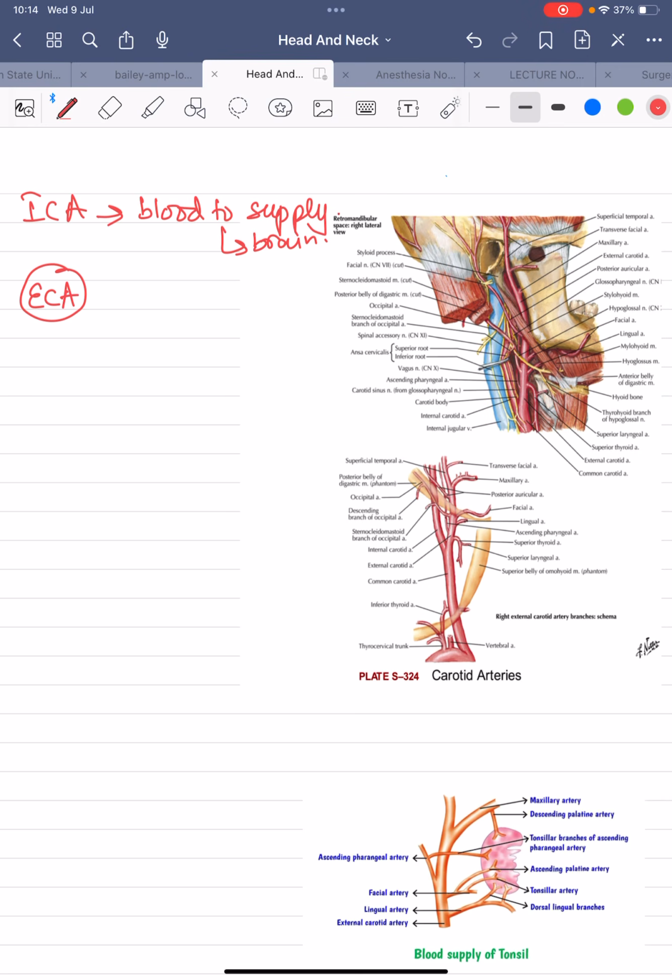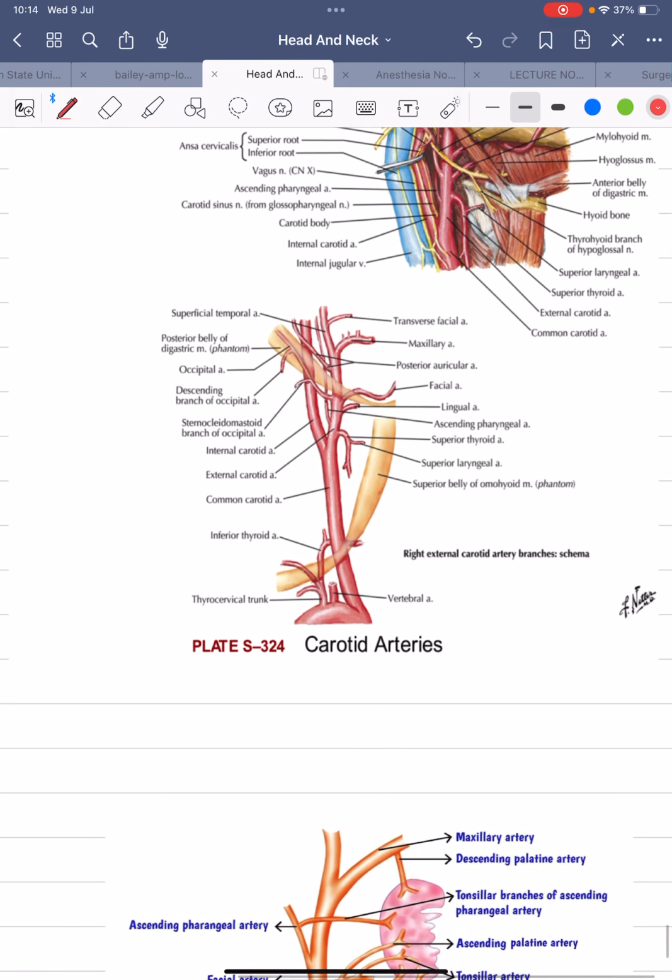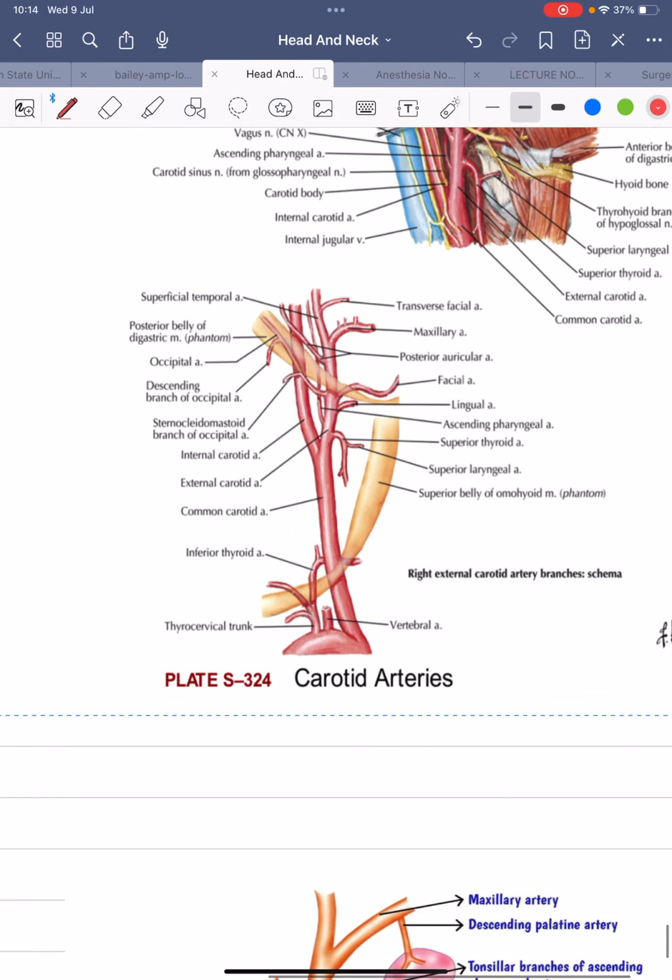See in this diagram. This is our common carotid artery. It divides into the external and internal carotid arteries. Now it divides into this part, which is our internal carotid artery. And this artery, which I am now highlighting in green color, is our external carotid artery. Now this external carotid artery divides into branches.